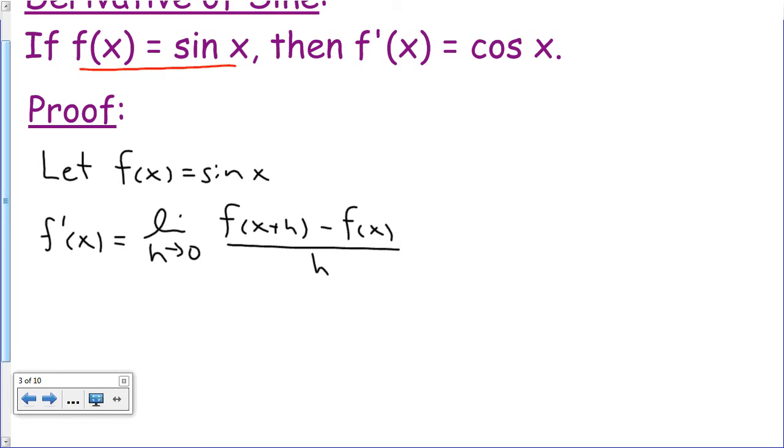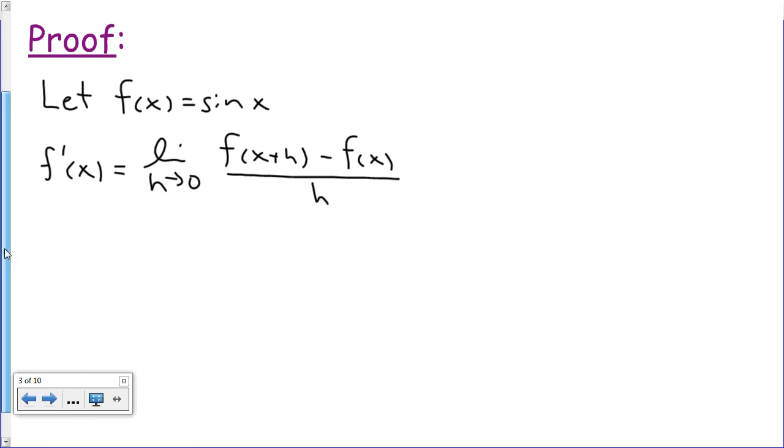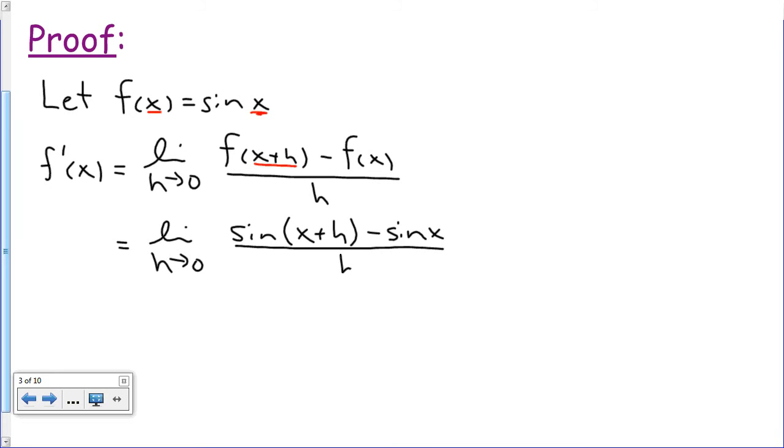And as we've seen many times now, the first step of this is to replace function f with what it's equal to. So I have the limit as h goes to 0. Now f of x plus h, that says take your function f and replace each of the x's in there with x plus h. So this is going to be the sine of x plus h minus the sine of x. And that's all divided by h.